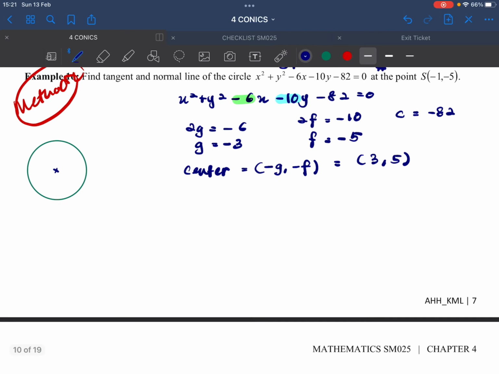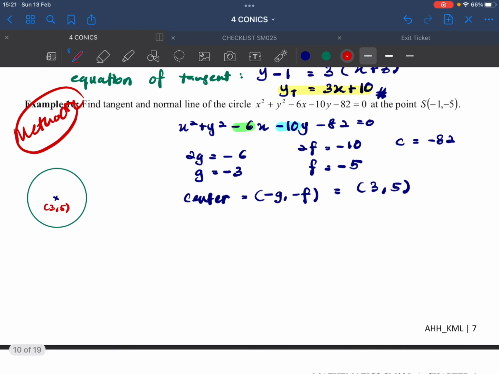So let's label our center as (3, 5). The question says we have to find the equation of tangent and normal at this point here, (-1, -5). So let's label (-1, -5) here, and draw the tangent line. So here is the tangent. The normal is somewhere here, which passes through the center and also the point (-1, -5).